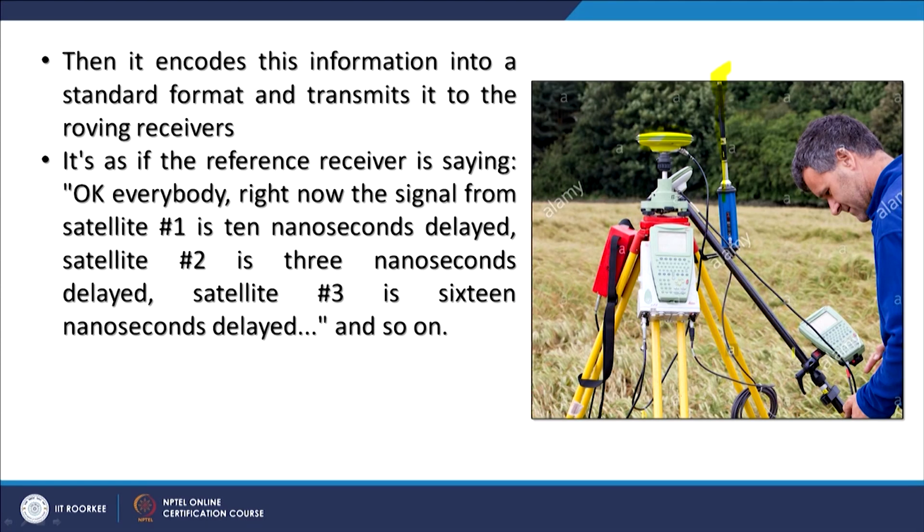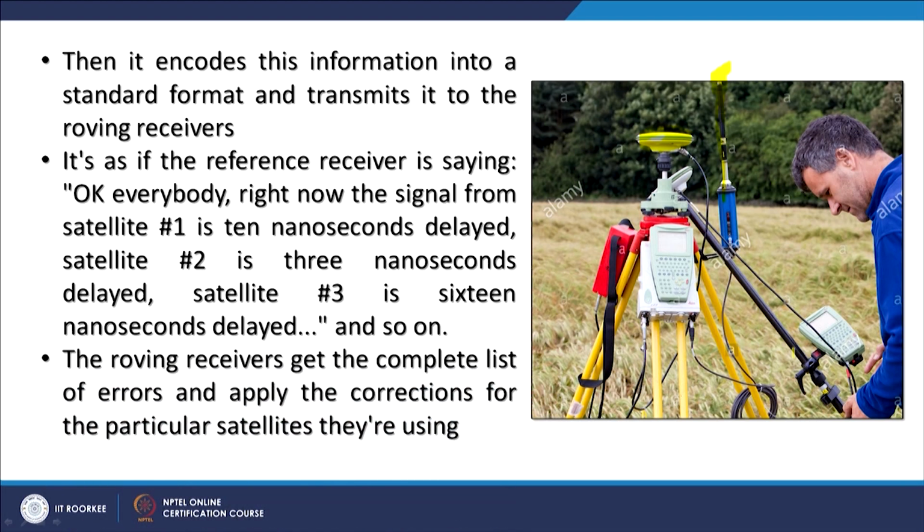It is as if the reference receiver is saying, for example, okay everybody, right now the signal from satellite number 1 is 10 nanoseconds delayed, satellite 2 is 3 nanoseconds delayed, satellite 3 is 16 nanoseconds delayed, and so on and so forth. So, this information goes to the roving receivers, and the roving receivers then correct their position. So, you get a very accurate position. The roving receivers get the complete list of errors and apply the corrections for the particular satellites they are using.